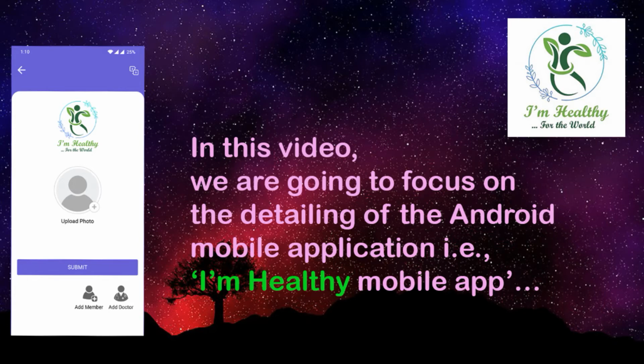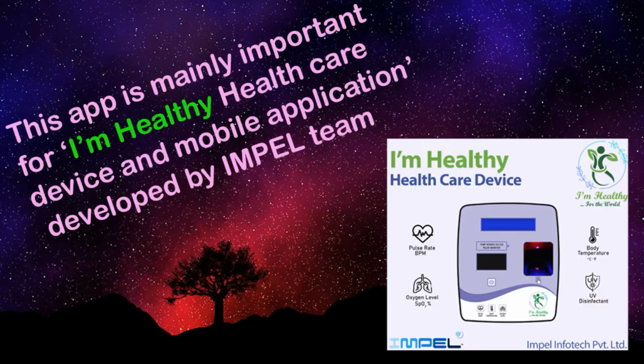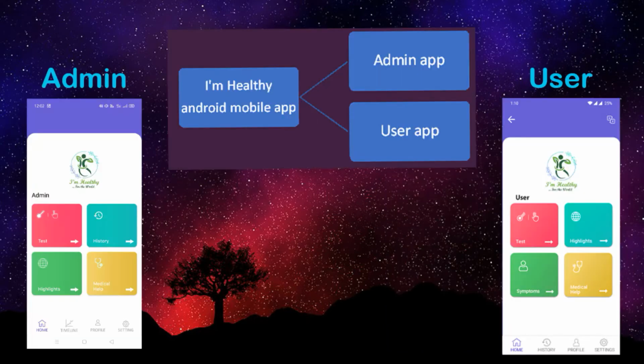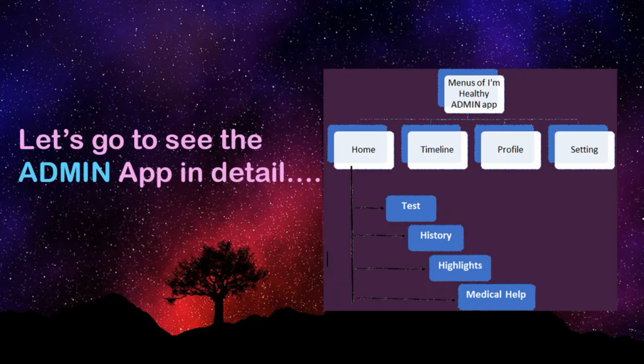In this video, we are going to focus on the detailing of the Android mobile application, that is the I Am Healthy mobile app. This app is mainly important for the I Am Healthy healthcare device and mobile application developed by the Impel team. It comes in two types: the I Am Healthy Android app, admin app and user app. Let's see the admin app in detail.